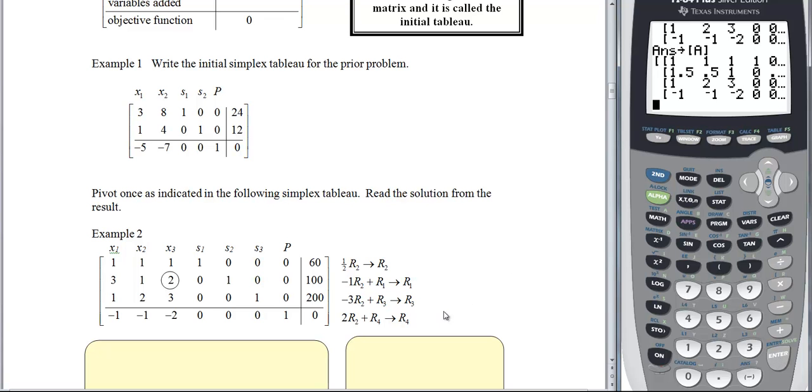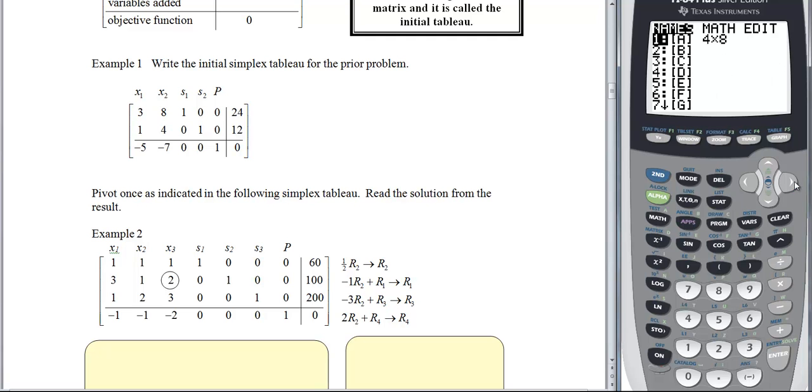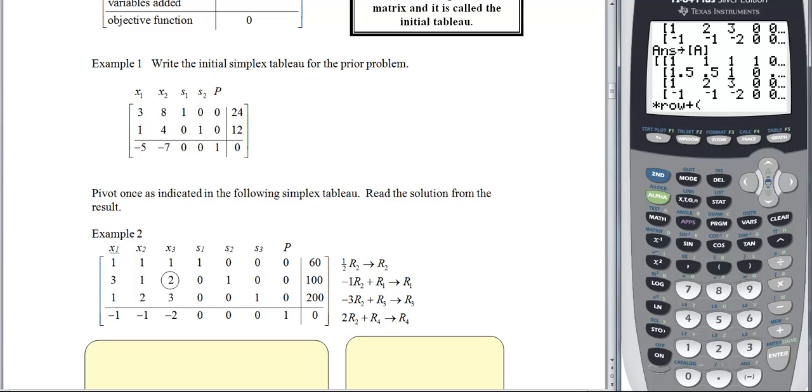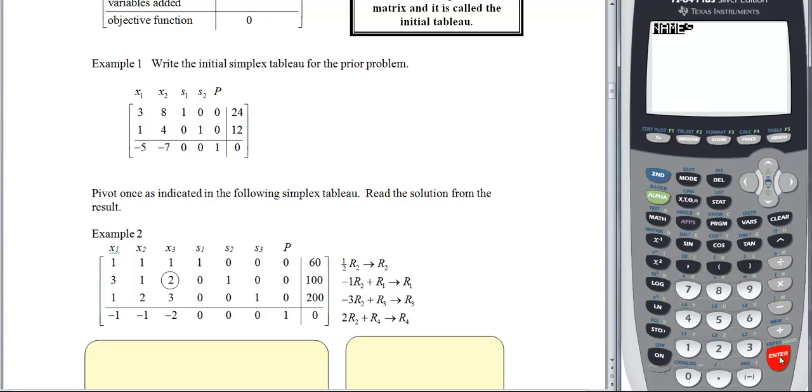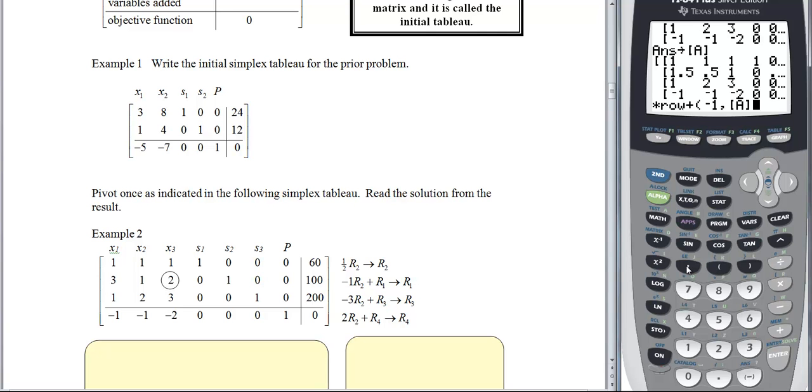Okay. Now, I'm ready for this part. Second matrix over, up. So -1, comma, tell it the matrix, comma, 2, comma, 1. And there's my 0. So store second matrix.